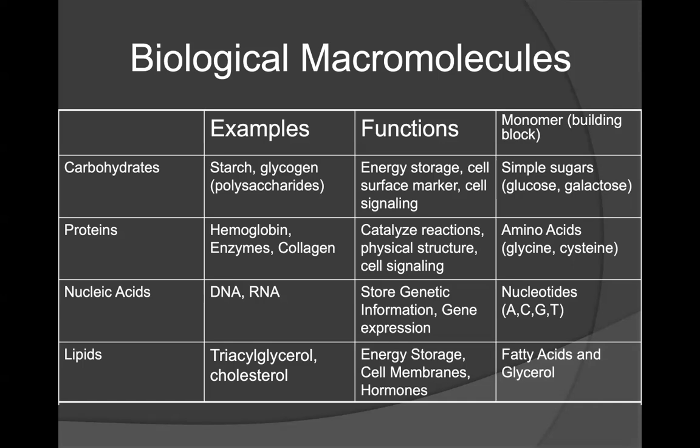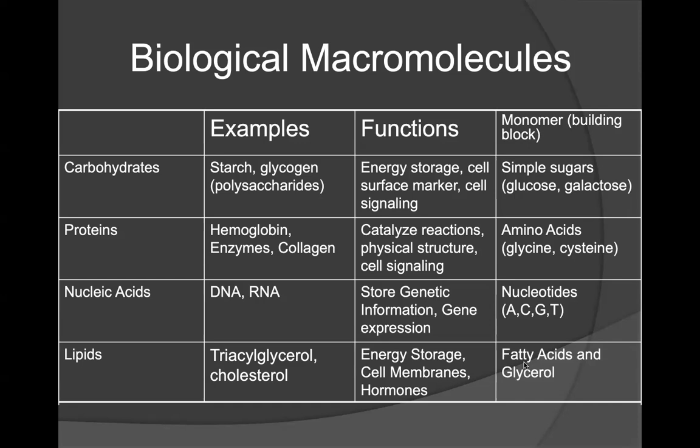So we have four main biological macromolecules: carbohydrates, proteins, nucleic acids, and lipids. Your carbohydrates are going to be based off of your simple sugars. They have many different functions in the cell: energy storage, they provide cell surface markers, etc. Your proteins are very important in the cell. They're based off of your amino acid groups, and they're going to be important in catalyzing a wide variety of reactions in the cell, also providing some structure, and they are also very important in cell signaling.